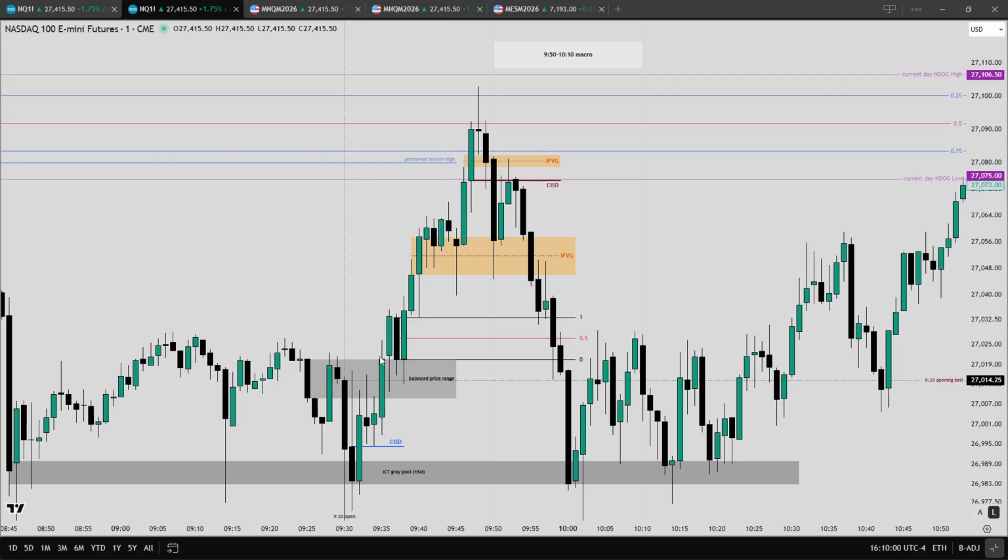Here is 9:30, we drop into ICT's gray pool, we do a change in state of delivery, we rally, come back down, returning to original consolidation, see the bodies at the top of the balanced price range, we create an order block, displacement, immediate rebalance plus we hit the order block, another displacement, we create a suspension block and we reaccumulate on it, that's second stage reaccumulation. We rally into our drawn liquidity, which was pre-market session high.